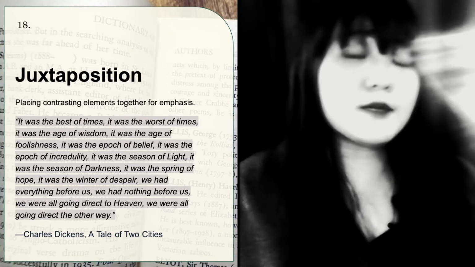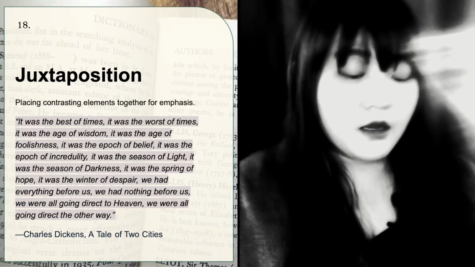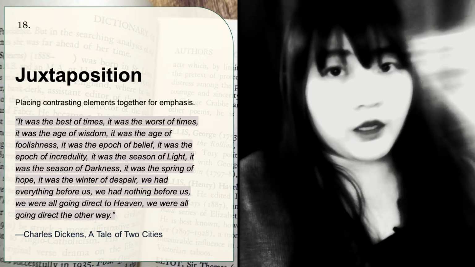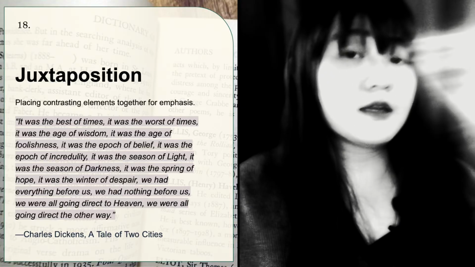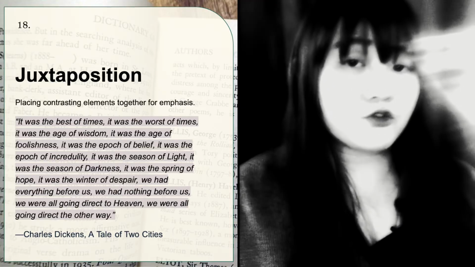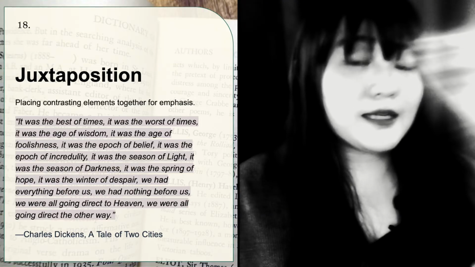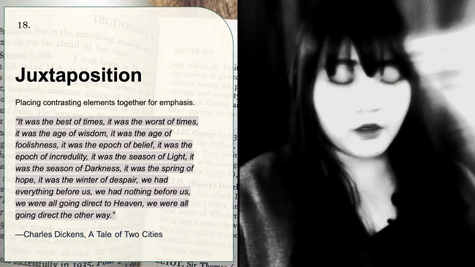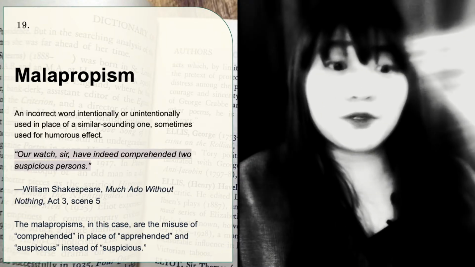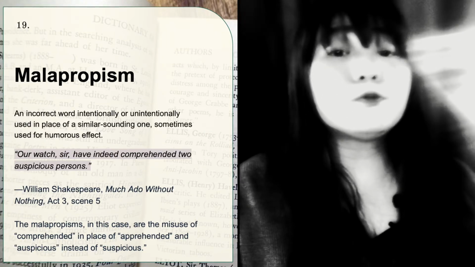So this juxtaposition of contrasting elements, used masterfully by Charles Dickens, emphasizes that disconnect and makes these contrasts stand out, makes the impact of these words fall all the harder. Next, literary device number 19 is malapropism.